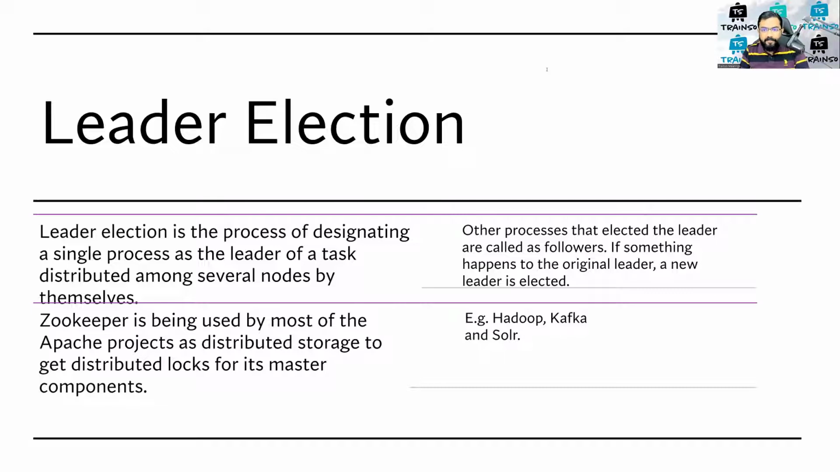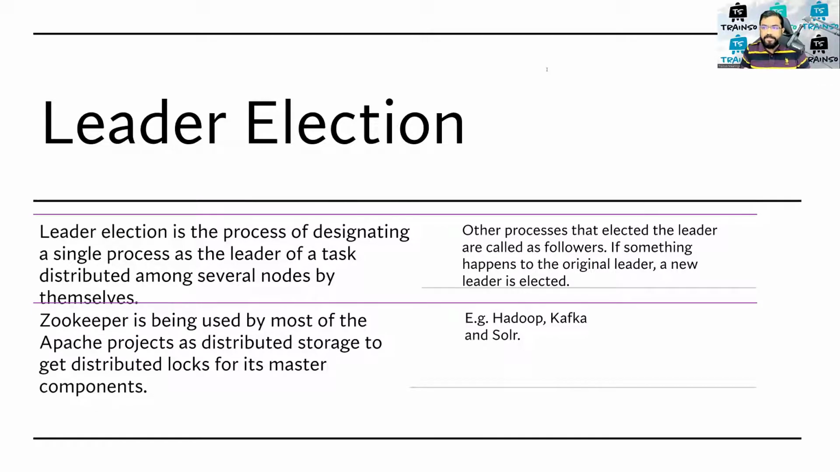So imagine that I have 3 processes or maybe 4 processes. These 4 processes have to communicate with each other and then tell, okay, one of us is going to be a leader. And other processes that elect this leader are called followers. So if something happens to the original leader, then a new leader is elected.